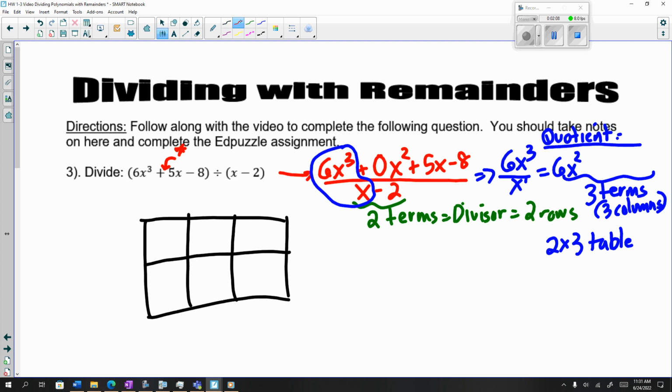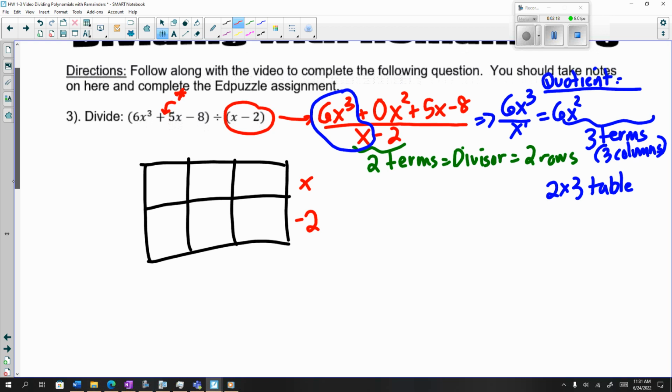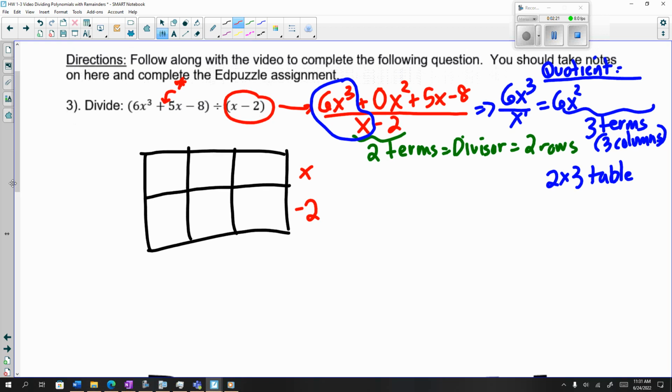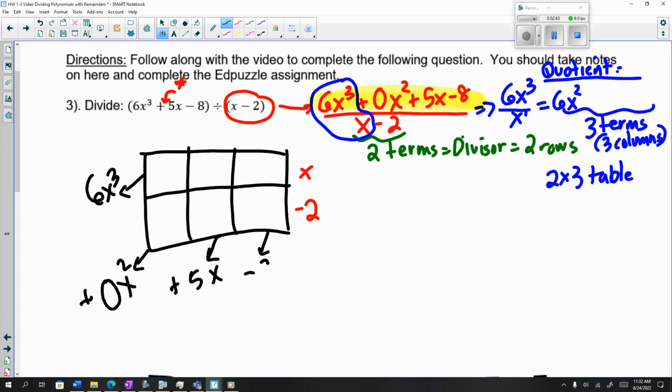On the side, you're going to write your divisor, which is x minus 2. That's what you're dividing by. And then down the diagonal, you're going to put your dividend, which is what we have on the top of our fraction. I'm going to highlight it. That's this. That's going to come out the diagonals, okay? So we want to obtain 6x cubed down that diagonal, 0x squared or just 0 down that one, positive 5x down this one, and then negative 8.